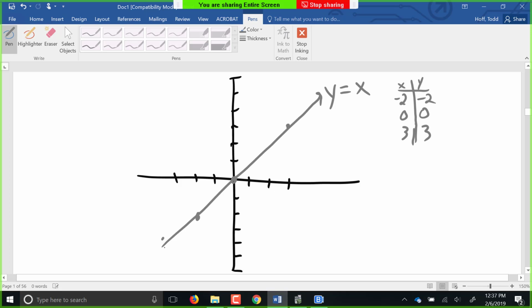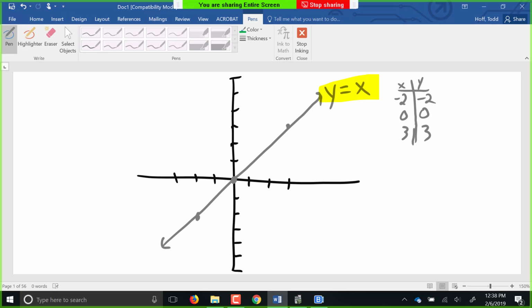There's our line. Now, a couple things about our line. One, it goes through the origin, and it seems to angle corner to corner across our graph at like a 45-degree angle. That's the simplest linear equation we can have, y equals x. So there are some things we can do to complicate it.